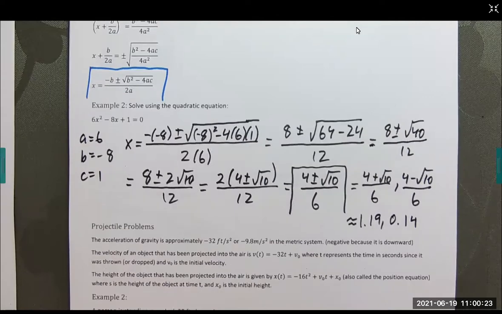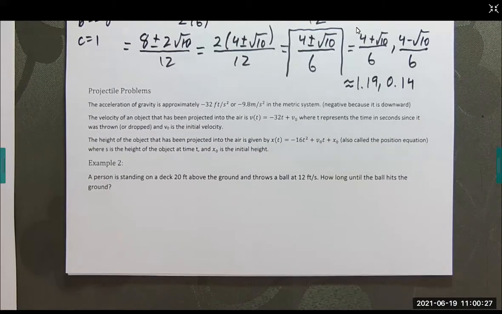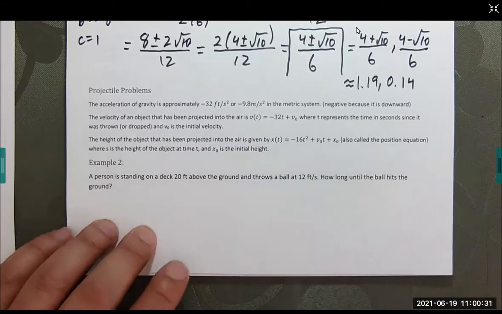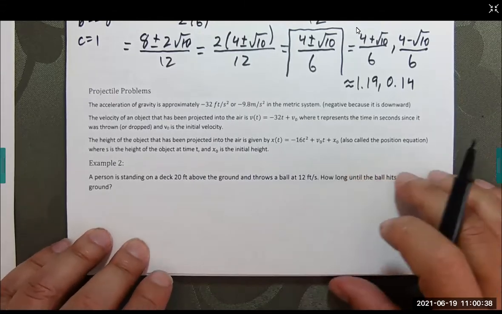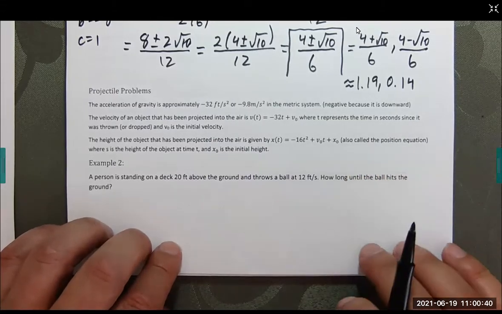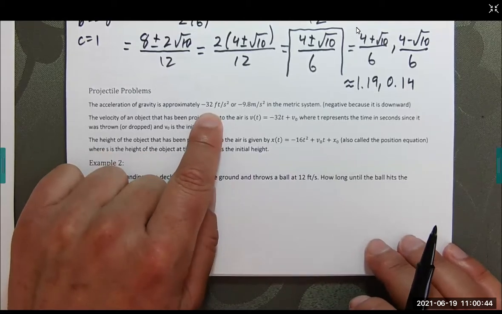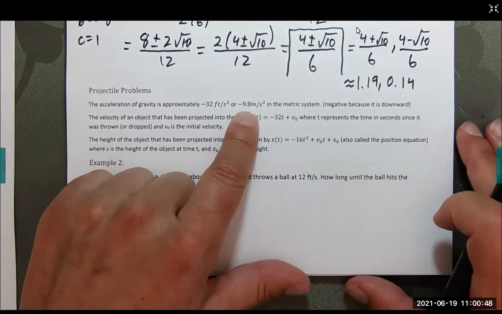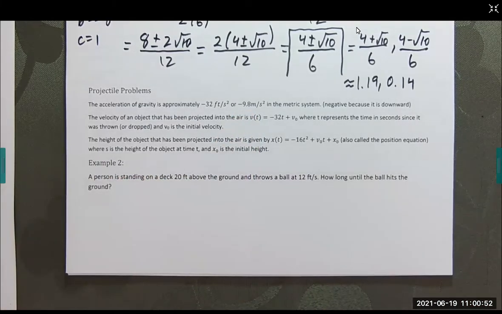All right, let's move on to some applications. Projectile problems. So Sir Isaac Newton came up with this formula. In fact, he was messing with creating calculus when he, this is one of the results of him doing that. So if we're in feet per second squared, the acceleration of gravity is negative 32 feet per second squared. And if we're in meters per second squared, which is the metric, the standard, it's a negative 9.8. It's negative because gravity goes downward.